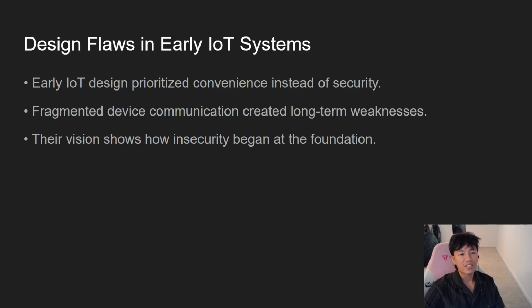So for the origins of insecure smart home architecture, my first source by Gershenfeld and his co-authors looks at the earliest vision of connected devices, which they call Internet Zero. They explain that early IoT design emphasized convenience and easy connectivity over security. One of the key points from their article is that smart home systems were built on fragmented, incompatible protocols from the beginning. Devices couldn't communicate consistently, and this created long-term structural problems. This source helped me understand that many modern risks actually come from decisions made decades ago, when security was not seen as a major priority.